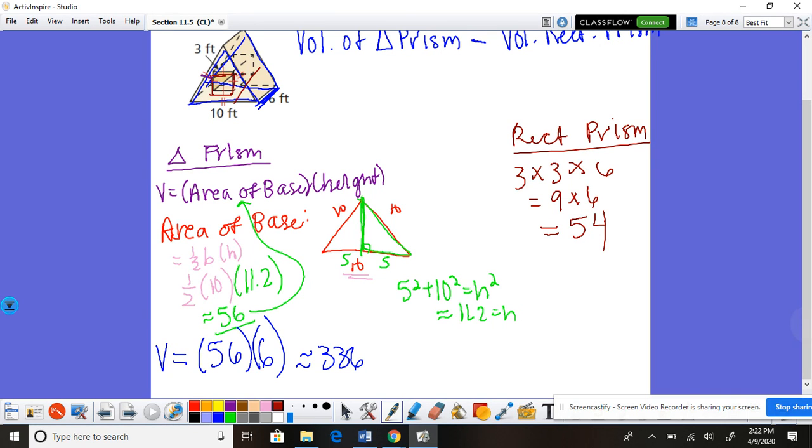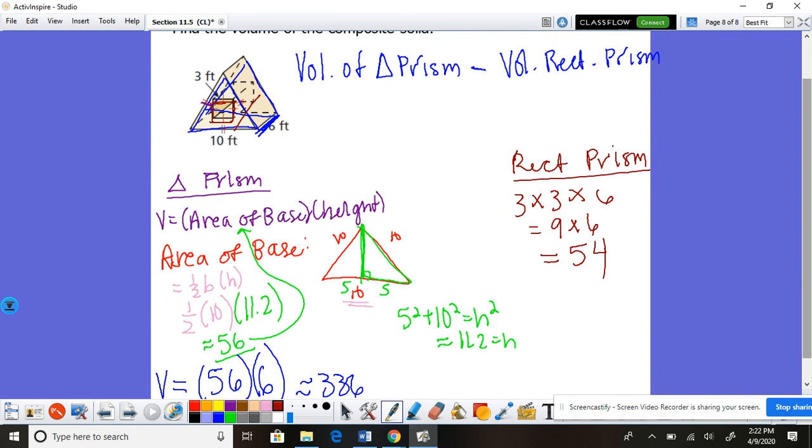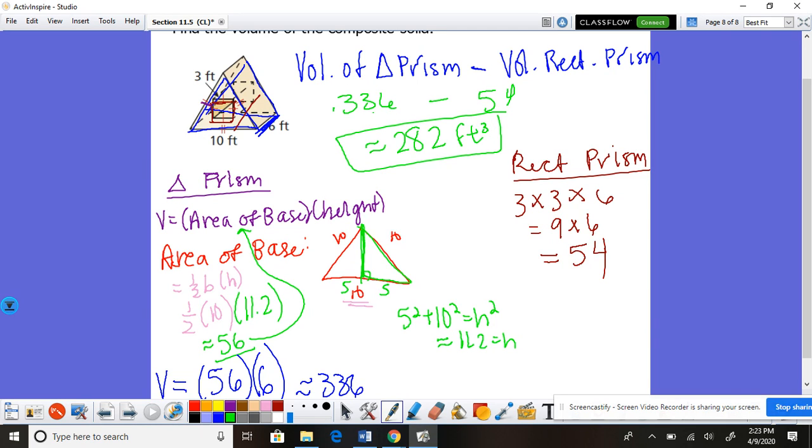Okay, so now I go back to what I had before, the volume of the triangular prism minus the volume of the rectangular prism. Well, this is just 336 minus 54, which is approximately, remember this number at least is approximate, 282 feet cubed. All right, hope this helps.